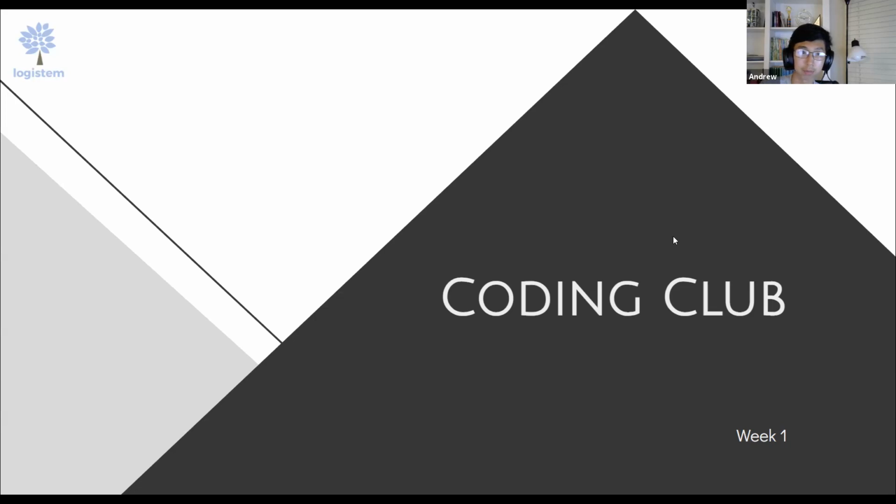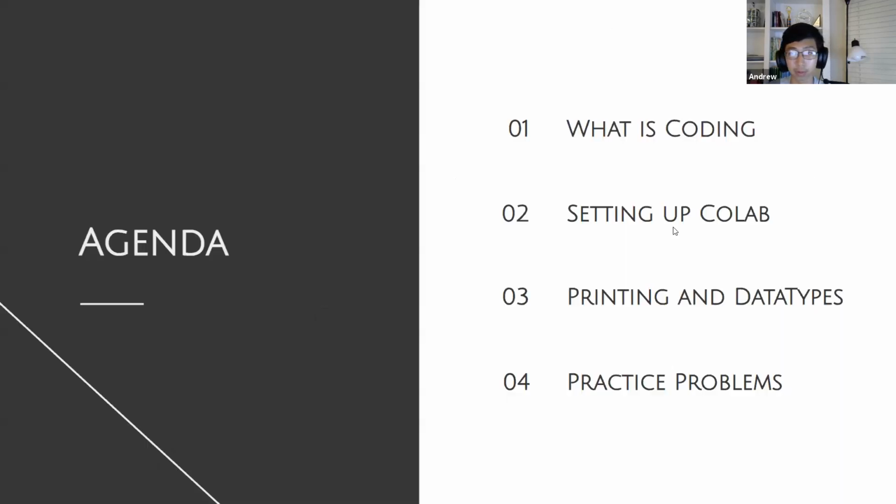To start off, our agenda for today is we're first going to talk about what coding is in general, as some of you may or may not have experience with coding yet, so it's an introduction for you. We'll be setting up Colab, which is an online IDE that you can use. You don't need to download anything, so it's very easy to set up. Then we'll go into our lesson. I'll be teaching Python to you. We're going to talk about printing and data types, just the very basics of Python today, and we're going to have some practice problems throughout for you to practice the concepts that you've learned.